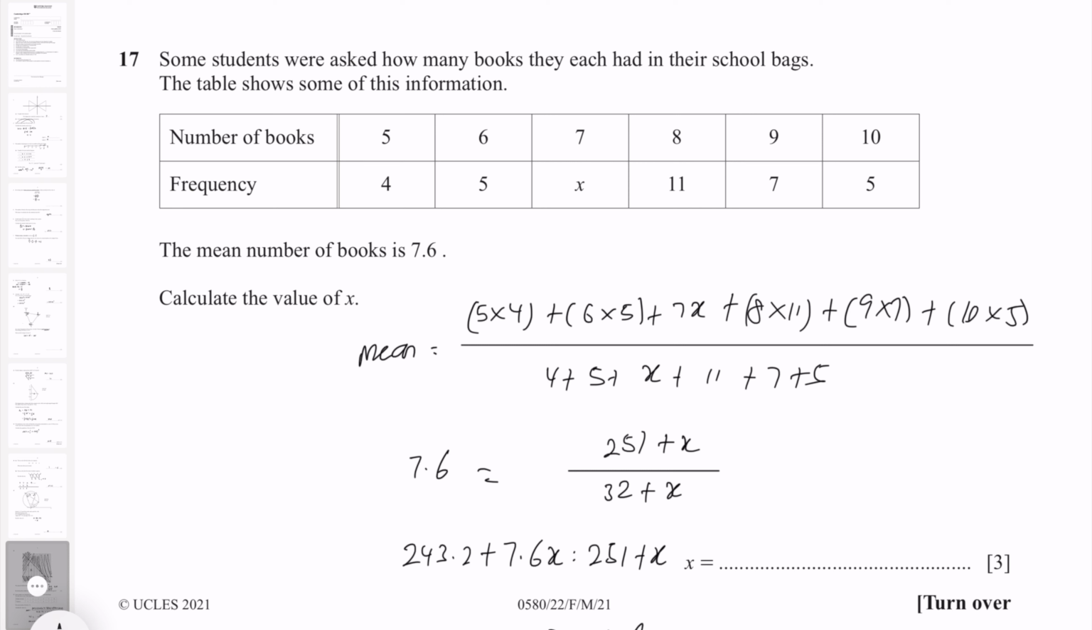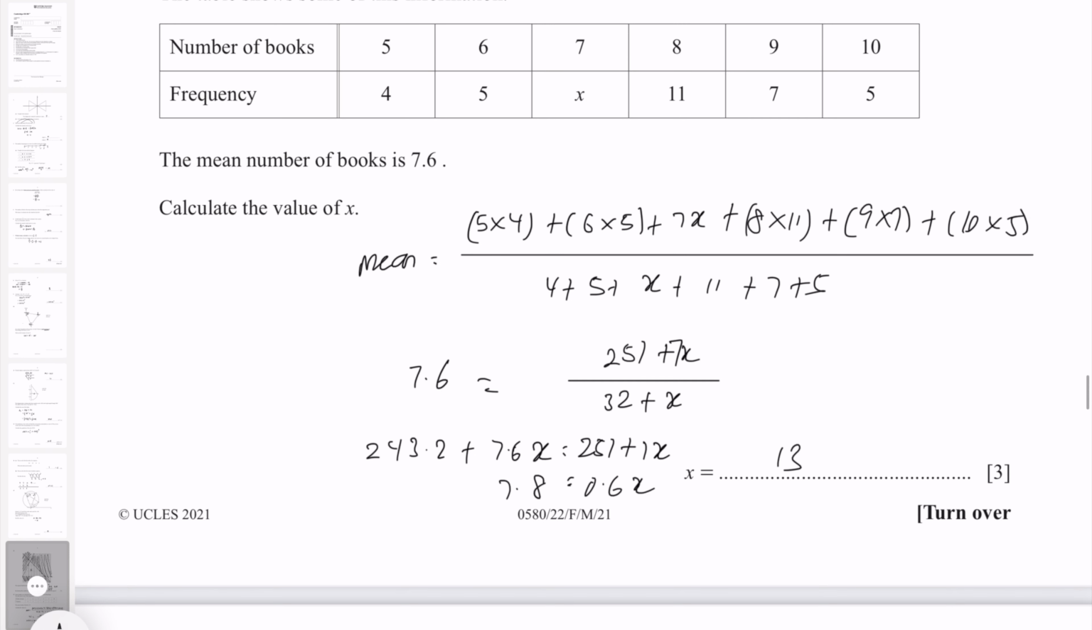20 plus 30 plus, oh, this is 7x. Okay, so that's 7x. 7.6 times 32, 243.2 plus 7.6x should equal 251 plus 7x. So 7.8 should equal 0.6x. X is 13. Okay, there you go.